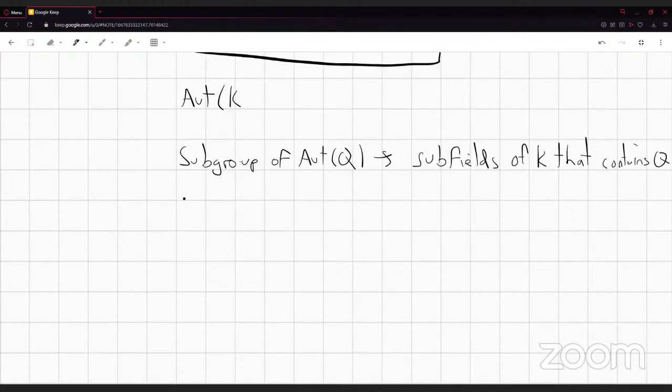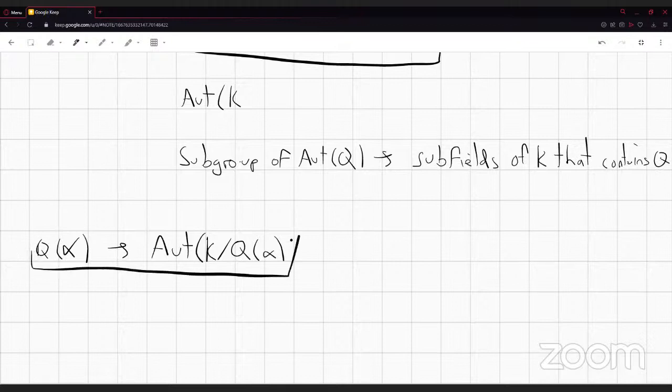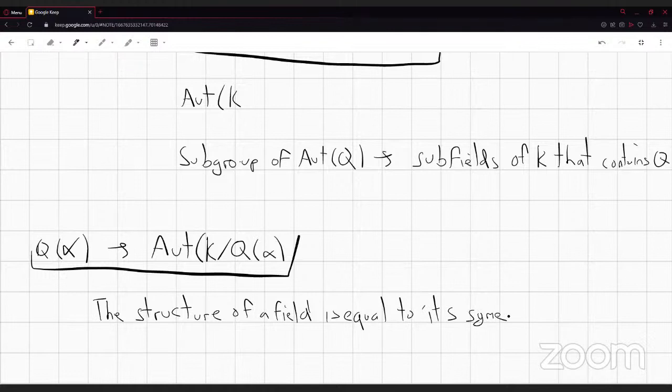Now we will observe the one-to-one correspondence once and for all. If we have a field extension, let us denote it by Q(alpha), the subgroup corresponding to it is the automorphism group of K fixing Q(alpha). The best way to summarize this theorem is by saying the structure of a field is equal to its symmetries.